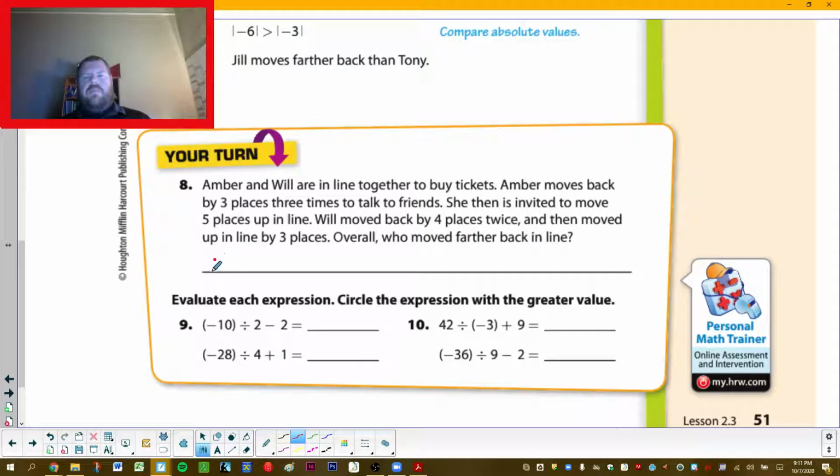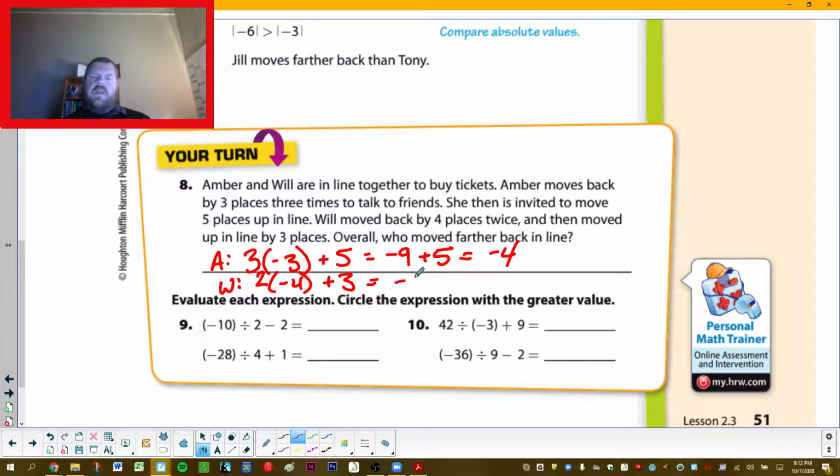So for Amber, 3 times she moved back 3 spaces. Then she moved up 5 spaces. For Will, moved back 4 spaces twice, so 2 times negative 4, and then moved up in line by 3 spaces. 3 times negative 3 is negative 9, plus 5 is negative 4. 2 times negative 4 is negative 8, plus 3 is negative 5. So Will moved farther back.